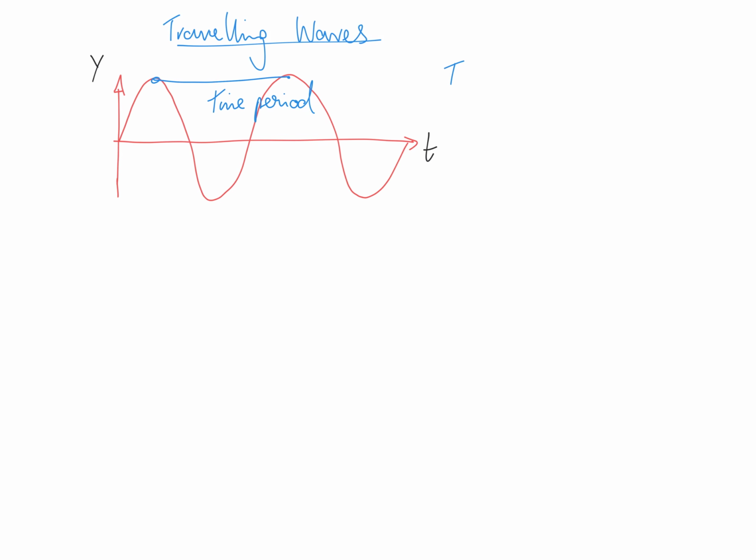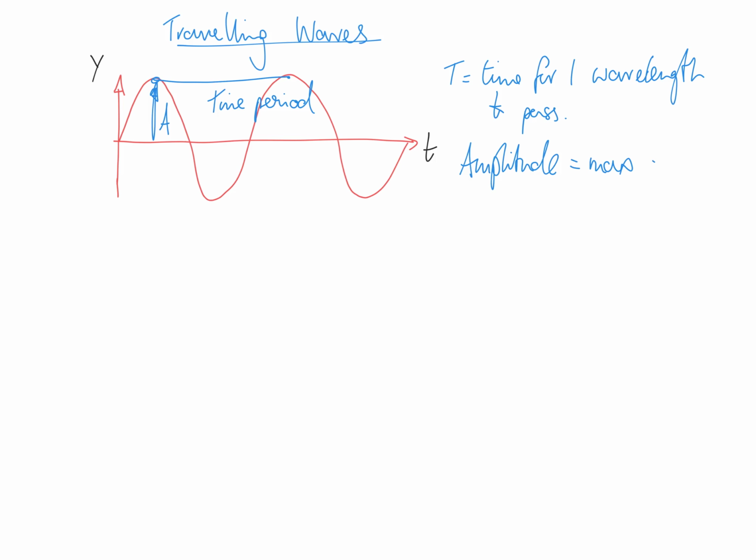Which is given the symbol T. That's the time for one wavelength to pass. Of course, we have an amplitude as well, which is the maximum displacement. Equals the max displacement.